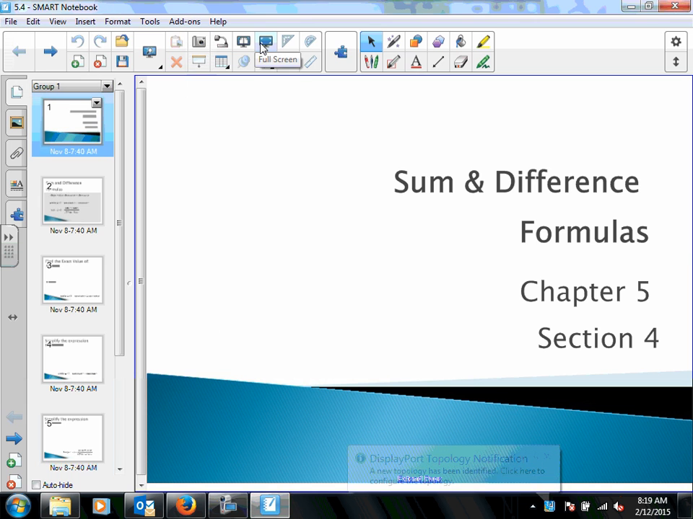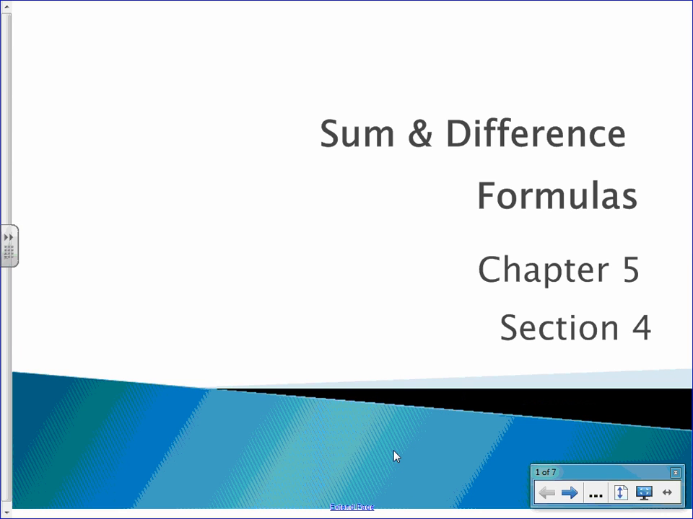Okay, today we are going to talk about what we call sum and difference formulas. If we have a sum, that means what? Addition. Or if we have a difference, that means subtraction. Inside of our trig function, we need a way to break it apart. So if we have two angles added or subtracted inside a trig function, we need to be able to break that apart to evaluate it.